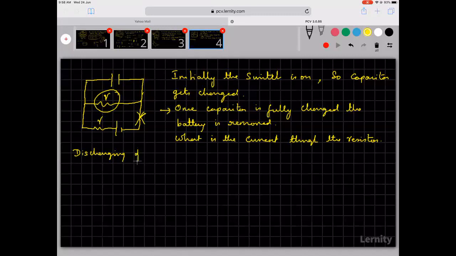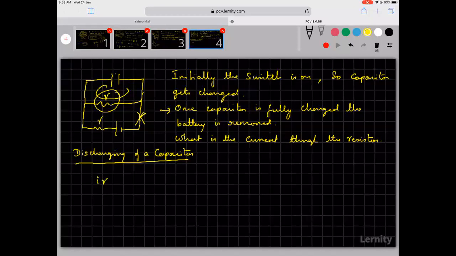What we did yesterday was the charging of a capacitor. Now we are doing discharging of a capacitor. Because there is charge on this plate, some charge will be moving. There will be a current through it. So again, we will apply Kirchhoff's law. Let the current in the circuit be I. So the loss in potential will be equal to I into R, and the gain in potential.